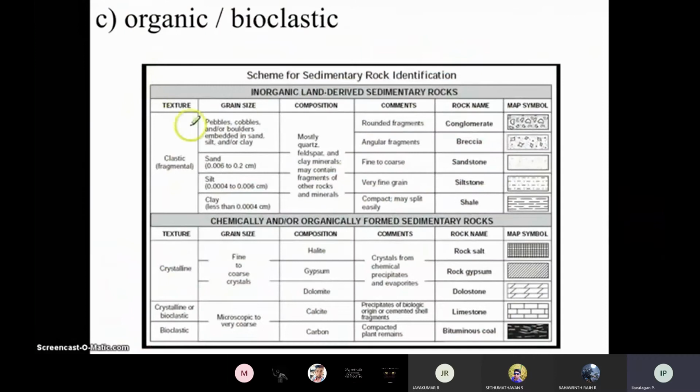Now, the final type of sedimentary rock are the ones that are formed organically, which basically means from living things. And we describe their texture as being bioclastic. So bio means life, clastic means pieces, so pieces of life, pieces of living things. And the two rocks we have that form this way are limestone, which mainly has calcite in it, and bituminous coal, which is made of carbon. So limestone, when it's formed this way, is formed from cemented shell fragments that are clumped together.